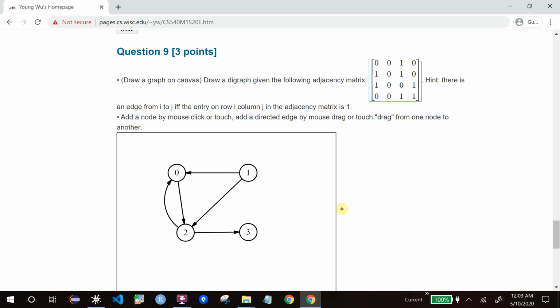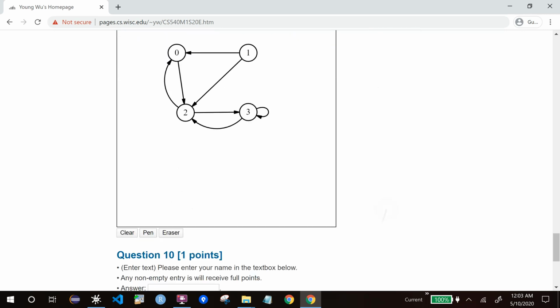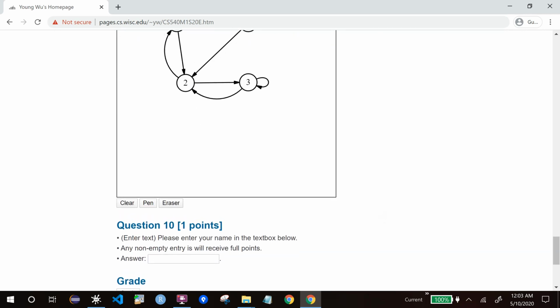And at the end, the last row corresponds to node 3. 3 points to 2, so I'll draw it like this. And 3 also points to 3 itself. So you can start from here and basically put a circle. So you will map back to itself. So that's question 9. And I think that's all. Question 10 is just enter whatever you want.